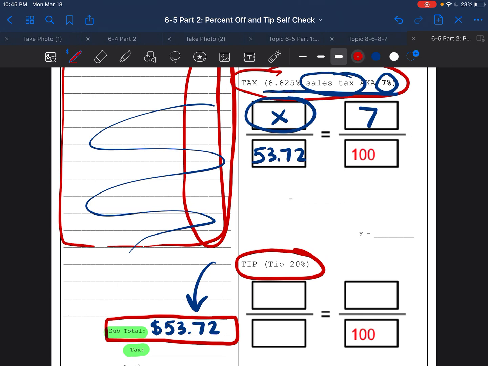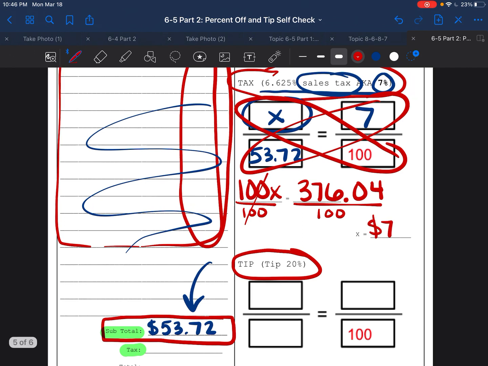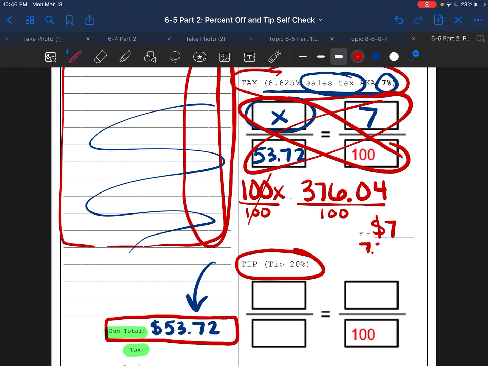Now we go through the process just like we've been doing in our notes. We're going to multiply across. We get 100X. And then we're going to multiply diagonally the other way. And we do $53.72 times 7. And we end up getting $376.04. Now, just like before, solve for X. So we end up getting for our sales tax, the sales tax that is 7% of our meal is going to be $7. Now, technically, it comes to 7 point or 3.